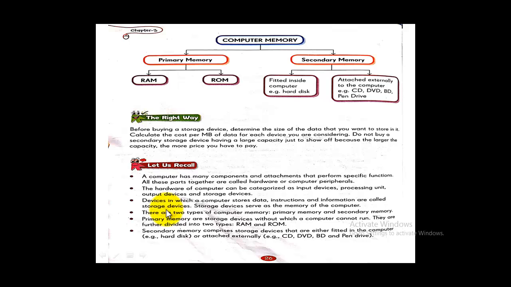Now primary memory are storage devices without which a computer cannot run. Without this primary memory a computer cannot run. They are further divided into two types, that is RAM and ROM.